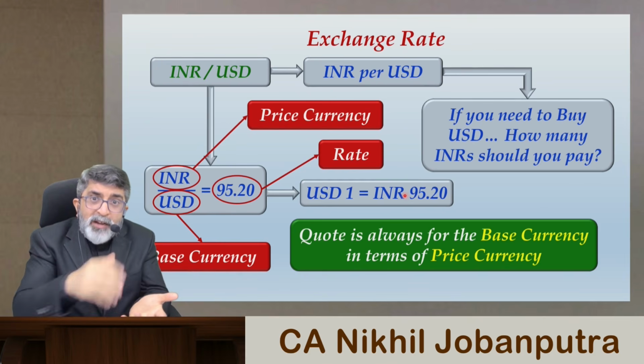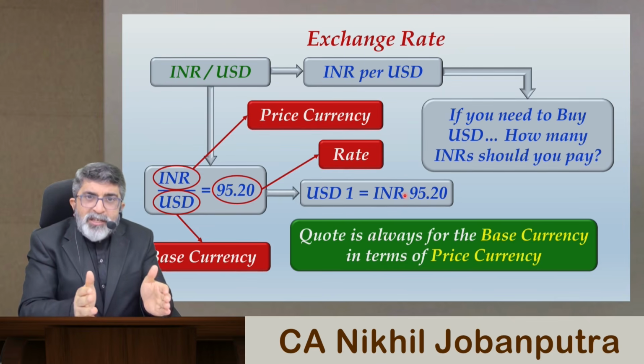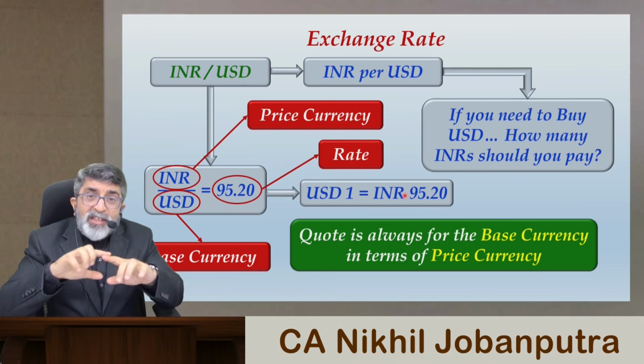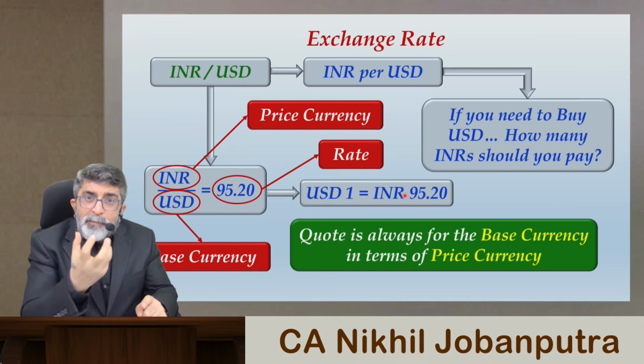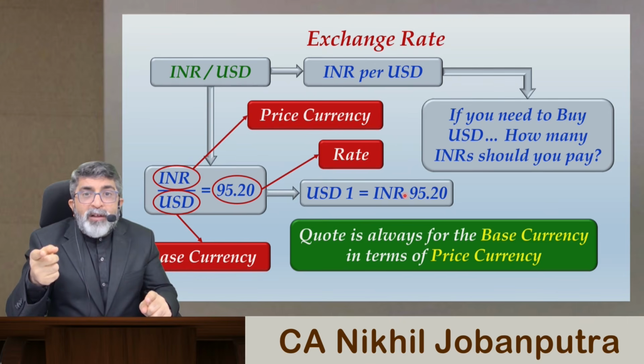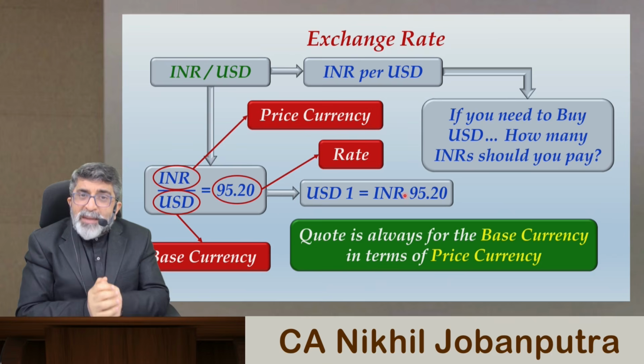Though it is money, it behaves like a commodity. The moment it behaves like a commodity, it becomes the base currency. You call it base currency because in this whole transaction, the base for which the price is quoted is US dollar, and the price is quoted in terms of INR. So INR is the price currency, USD is the base currency.